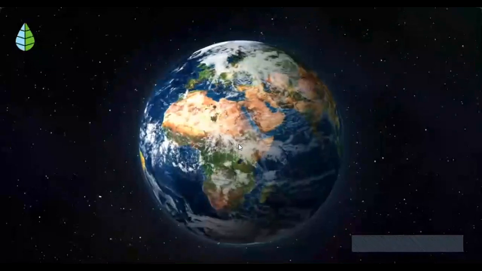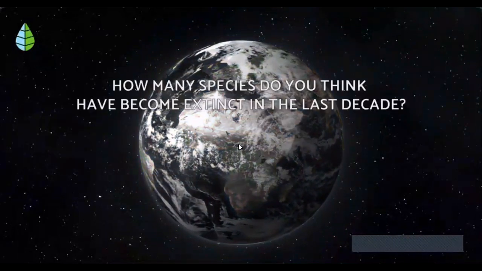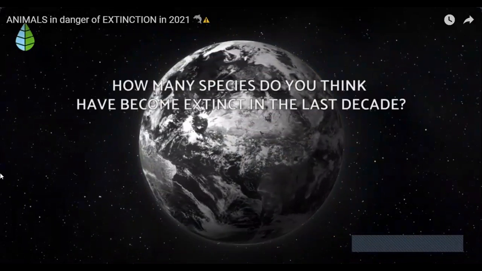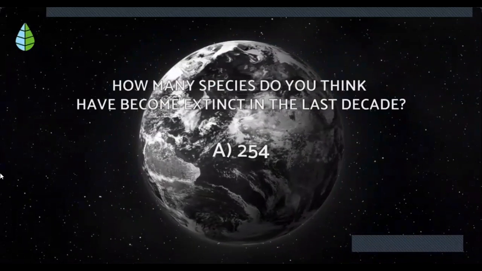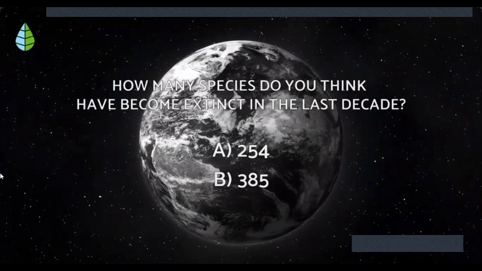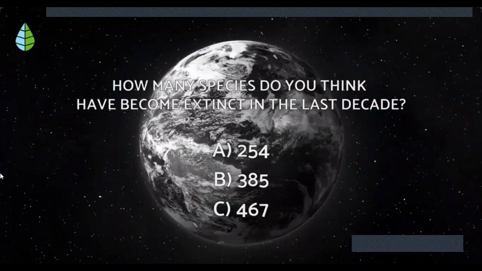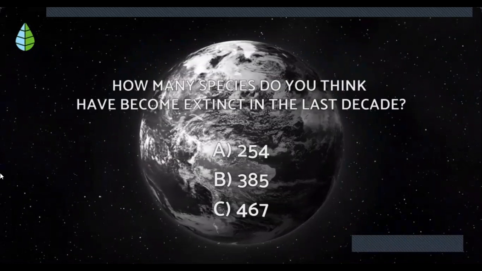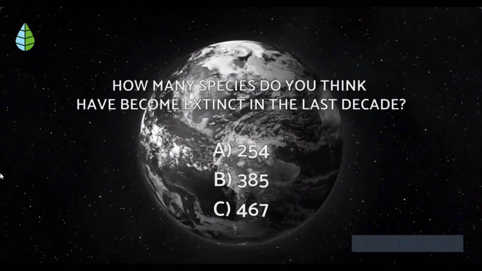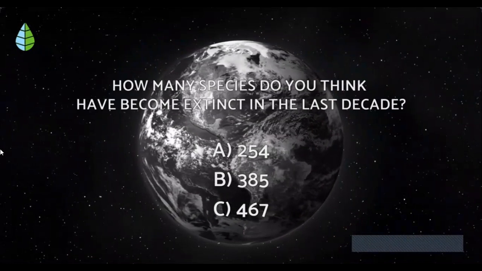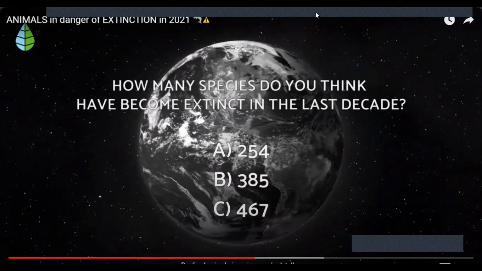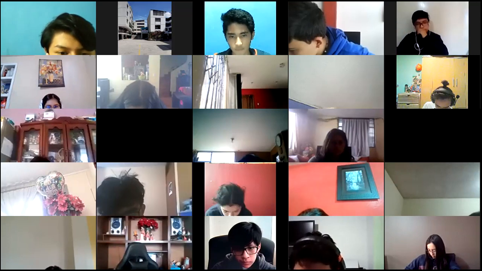Before we continue, let's put you to the test. How many species do you think have become extinct in the last decade? A. 254, B. 385, or C. 467? Think about it, because at the end of the video, we'll tell you which answer is correct and you'll be able to check if you were correct. The panda bear. This striking exotic animal is seriously threatened.